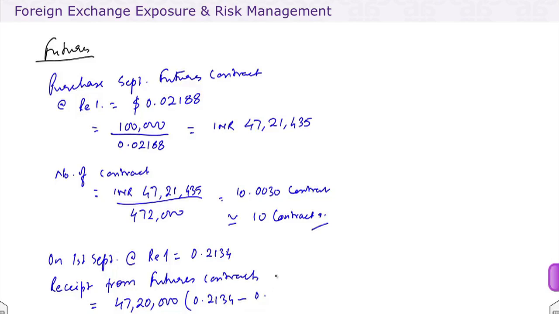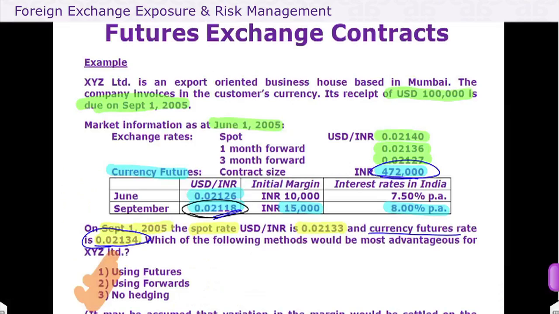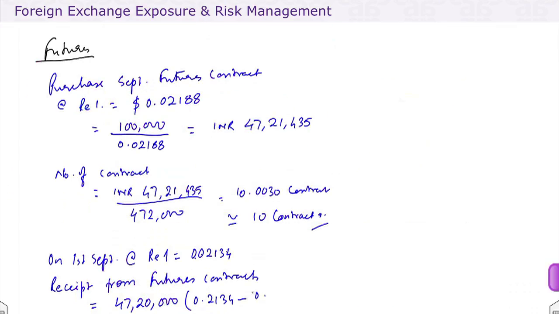This is 0.02188. So let's try and correct that. So it's 0.02188. This rate is 0.02188. Okay, so it comes effectively to $755.2.